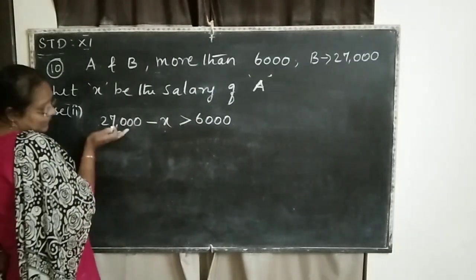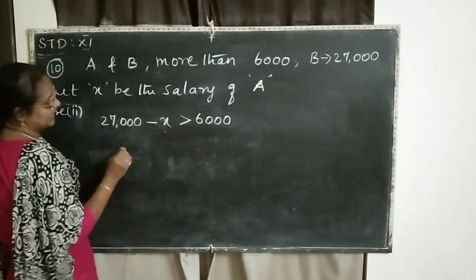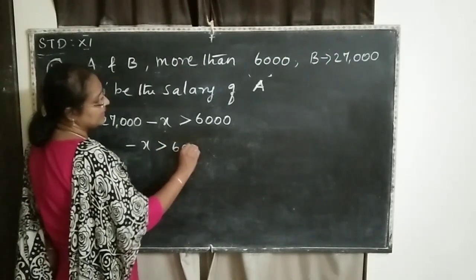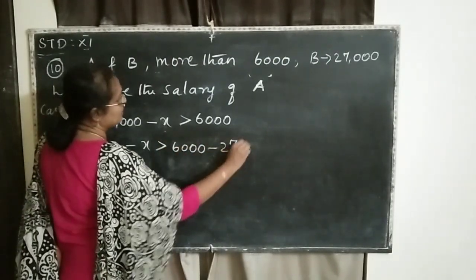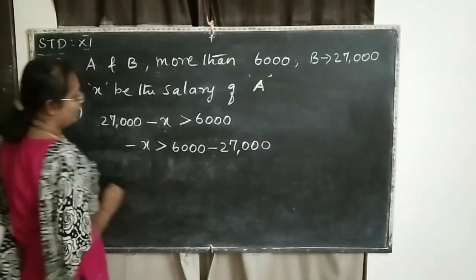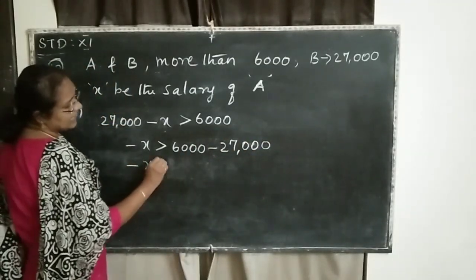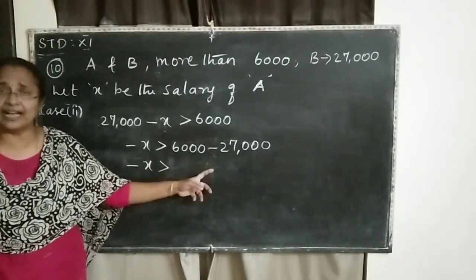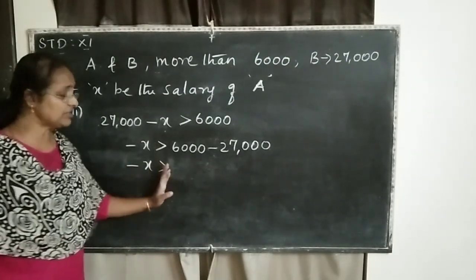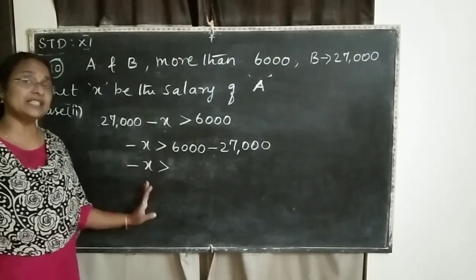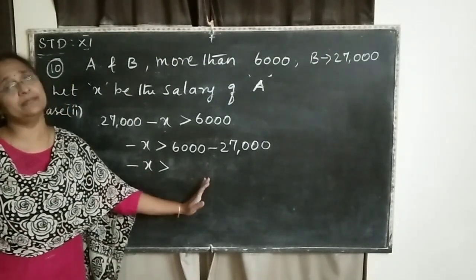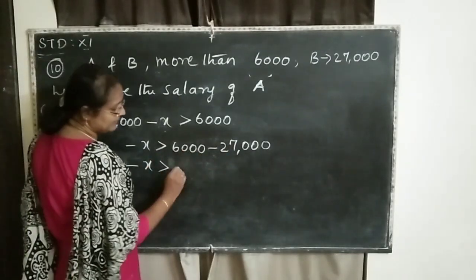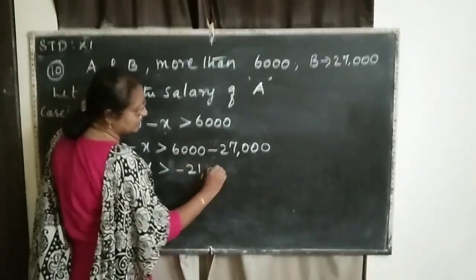Now let's take this 27,000 to that side. So it is minus X greater than 6,000 minus 27,000. Do you agree? Now here also we have minus and here also we have minus. No problem. We are not going to change the inequality unless we multiply throughout by minus. So 6,000 minus 27,000 is minus 21,000.